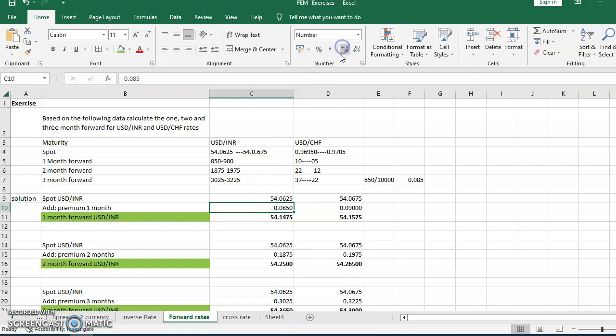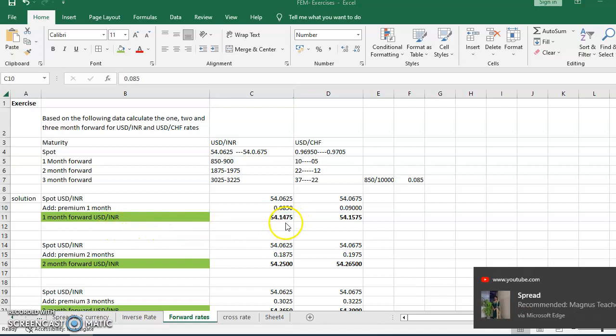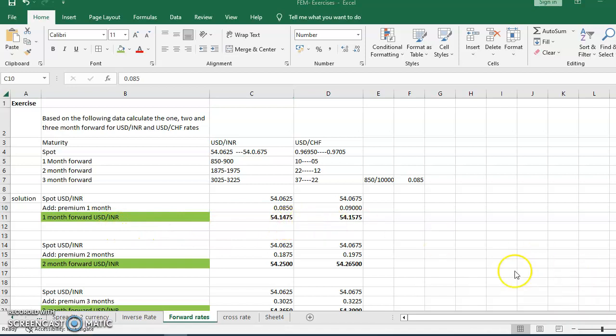This is the way you increase the decimals, because I've told you in one of the videos that you should have 4 decimal values. So 1 month forward for USD and INR is 54.1475 and 54.1575. Same way we have the spot USD and INR for 2 month forward.